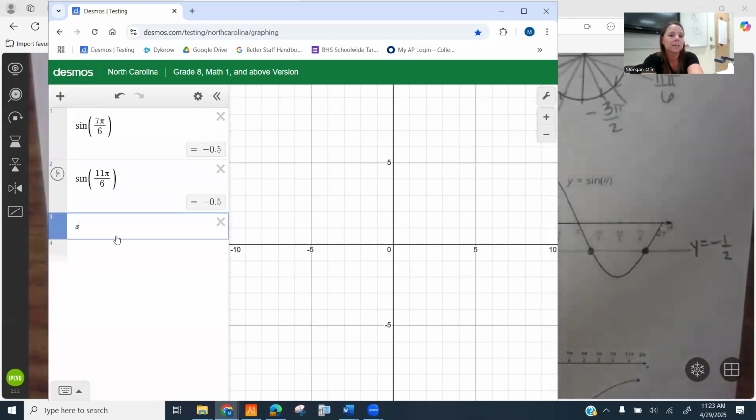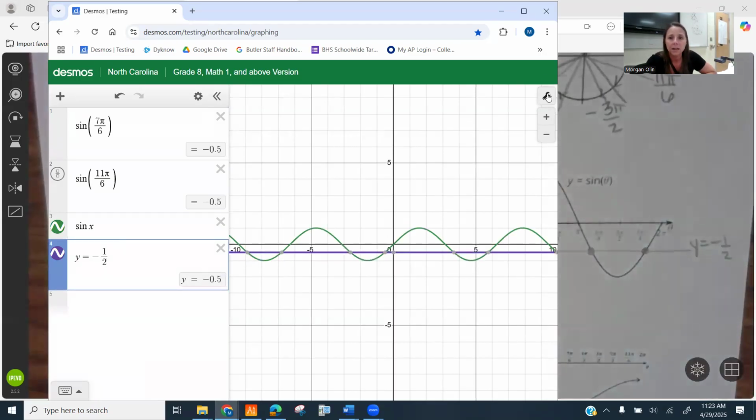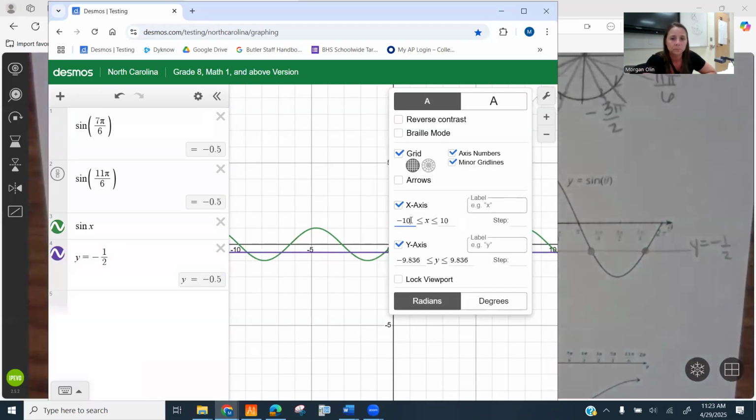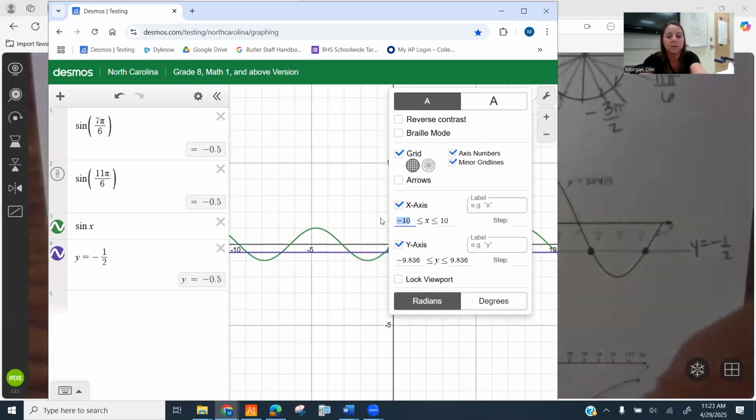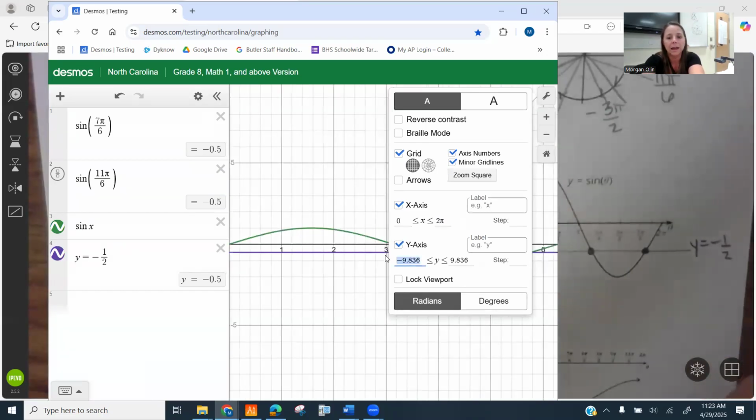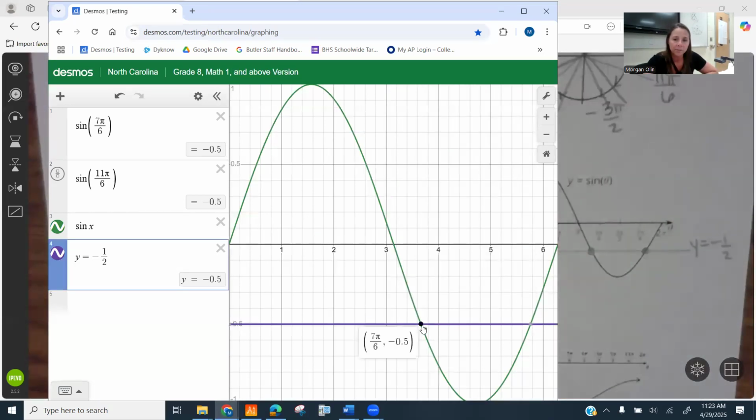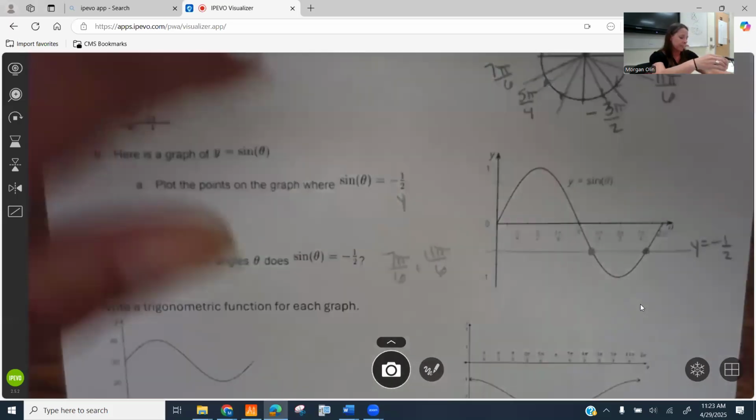You can also do this: the sine of x, where does it equal negative 1/2? So put y equals negative 1/2. And here you only want to go on your x values from 0 to 2 pi, and here, negative 1 to 1. You see that graph, and it shows you, didn't we do it? 7 pi over 6 and 11 pi over 6. So that's another way to do it as well if you have no clue how to do that and know where it equals.